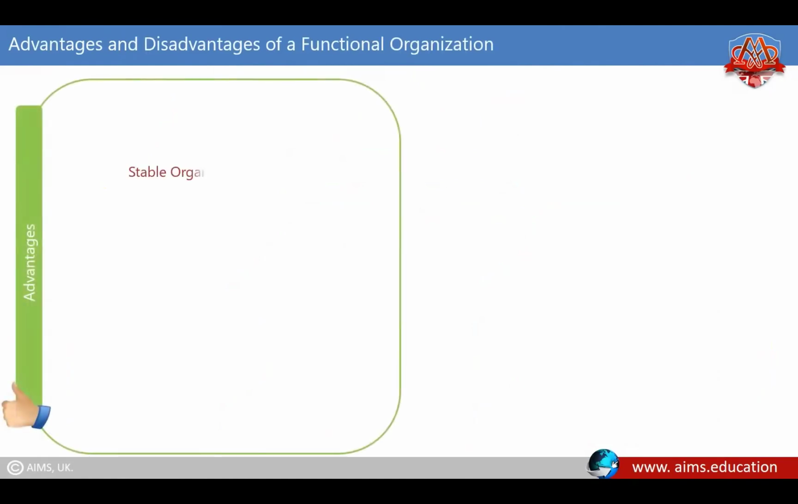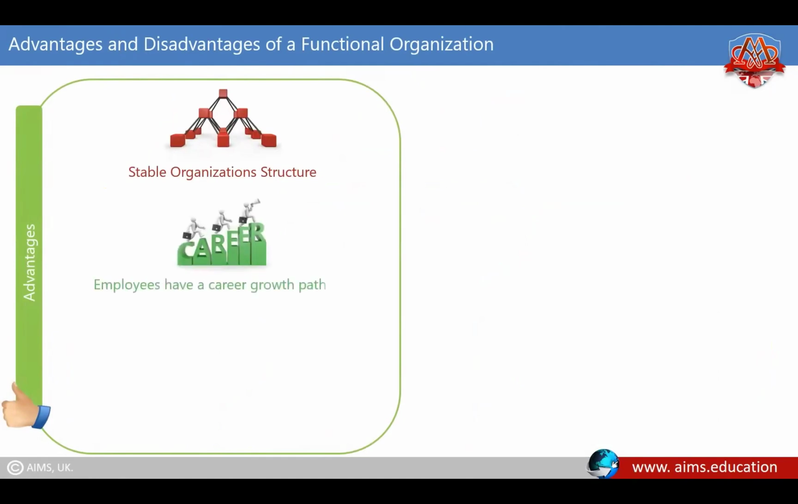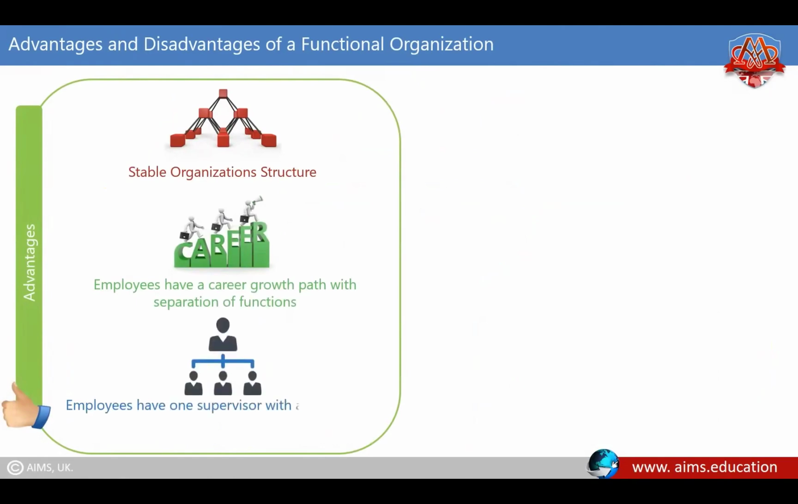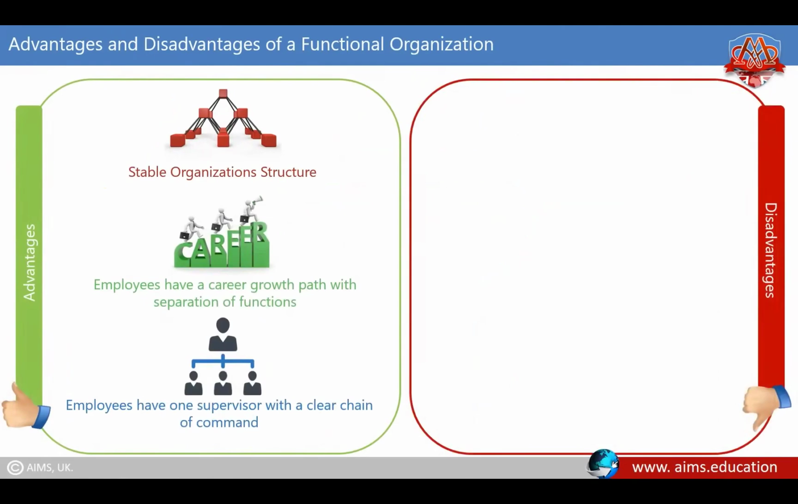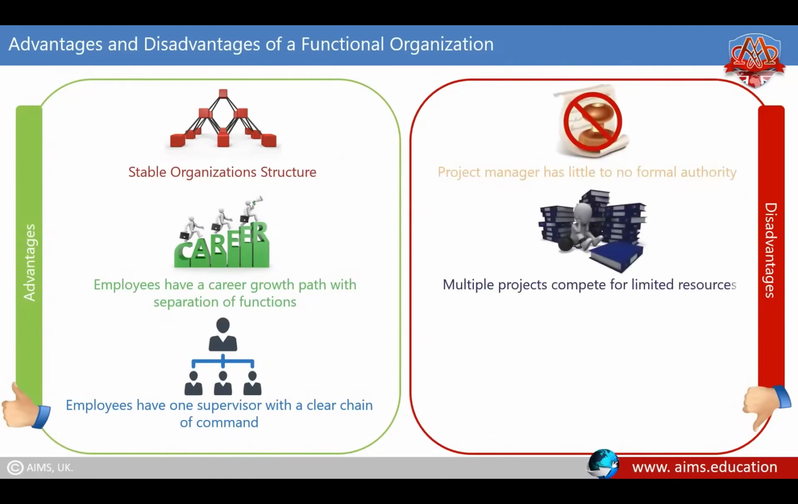It is a stable organization structure. Employees have a career growth path with separation of functions. Employees have one supervisor with a clear chain of command. Disadvantages of functional organization are as follows. The project manager has little to no formal authority. Multiple projects compete for limited resources and priority, and project team members are likely to remain loyal to their functional manager.